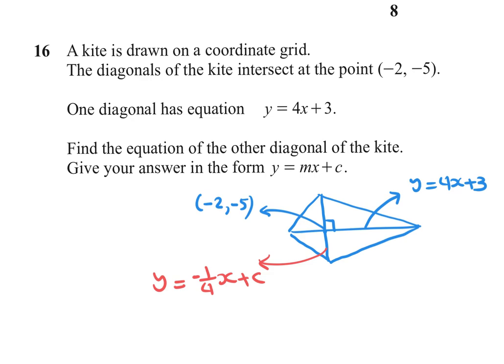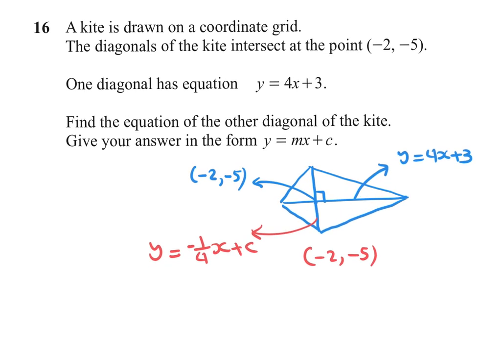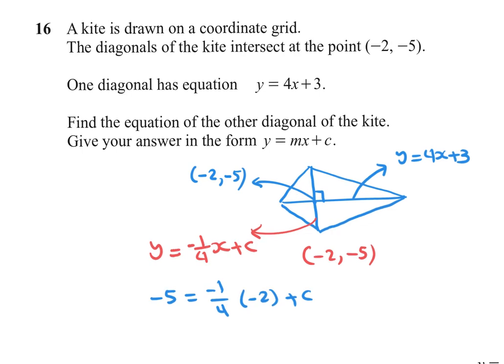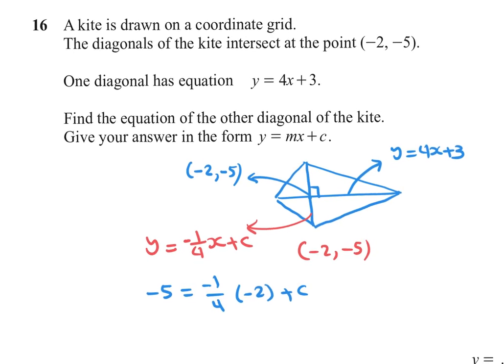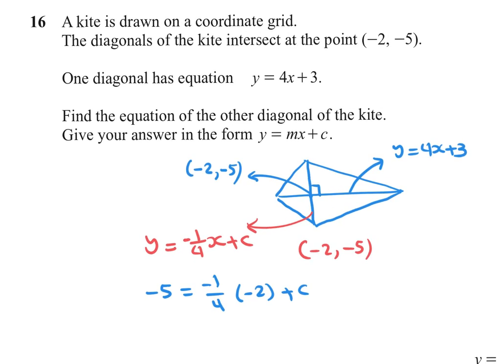Am I right? Now we substitute. This line passes through the point (-2, -5), so we can find c. Substitute this point. So negative 5 equals negative 1 over 4 times negative 2 plus c. So negative 1 over 4 times negative 2, what is the answer? Half?